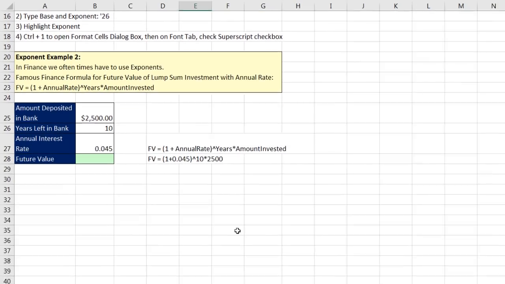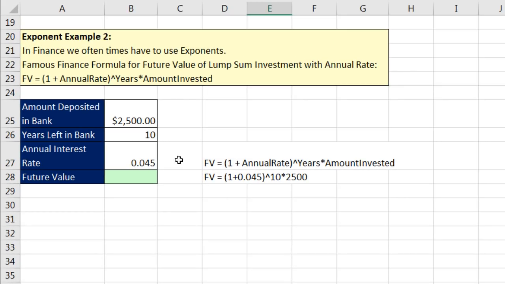Now, example number 2. This is a finance example, and later in the class, we'll have 2 whole weeks for finance. But here it is. There's a famous financial formula for the future value of a lump sum invested with an annual rate. So here's the amount we want to put in the bank. We want to leave it in there for 10 years. And this is the promised interest rate. This is a contract like a CD, so that's the interest rate they'll pay out for each year.